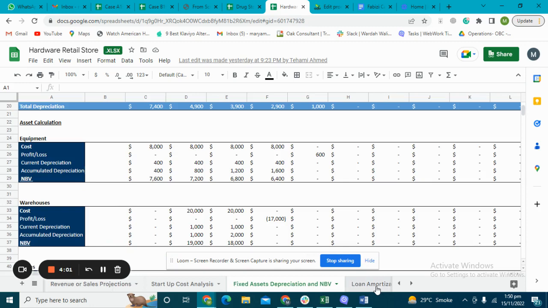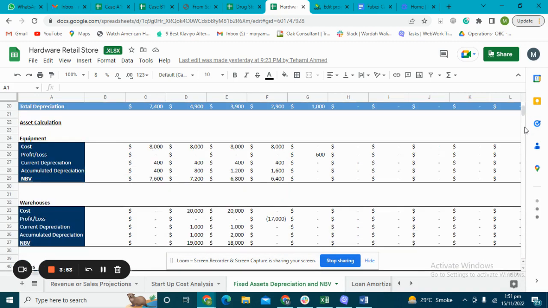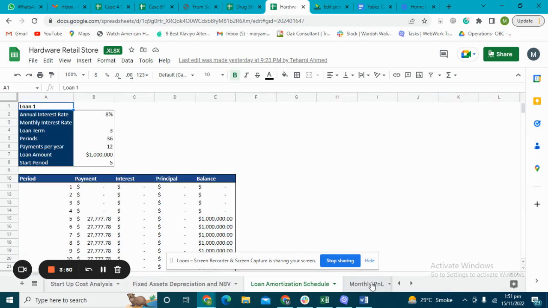The fixed assets and net book value tab computes the total depreciation over here, and further on the net book value of each asset class that will ultimately feed into the balance sheet. The loan amortization schedule breaks it up into payment, interest, principal, and balance.